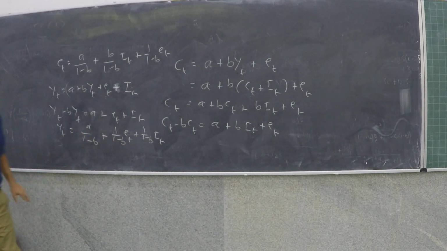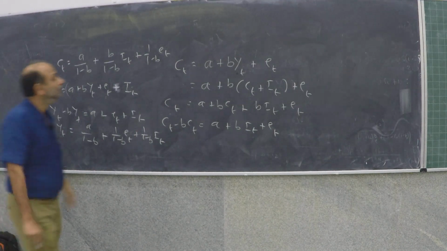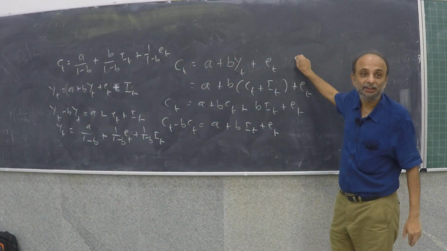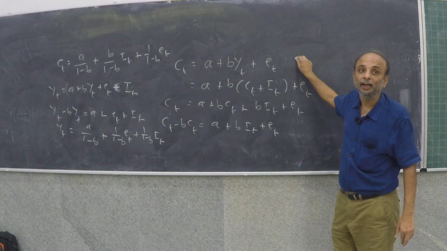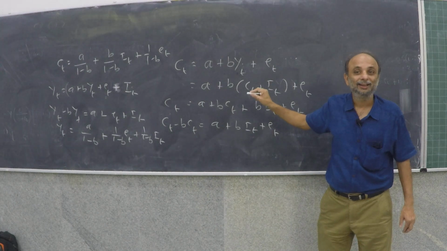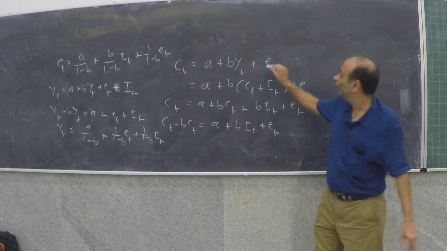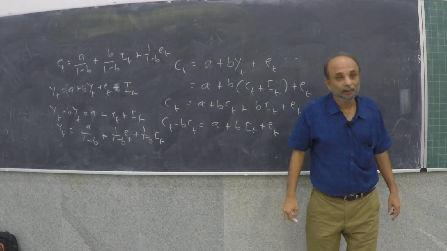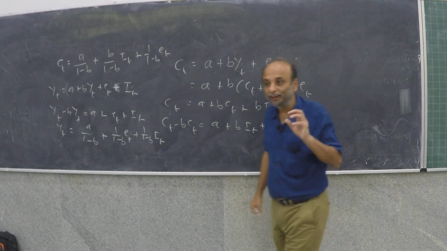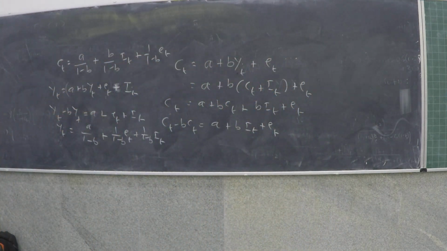You see why YT is correlated with ET? Because if ET changes, YT will change. Which means that if you try to estimate this regression, you will not get unbiased or consistent results, because ET and YT are correlated. You don't see that from the structural form, but it becomes clear once you look at the reduced form.